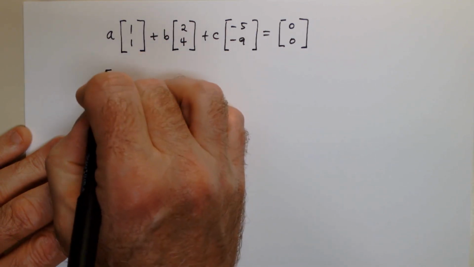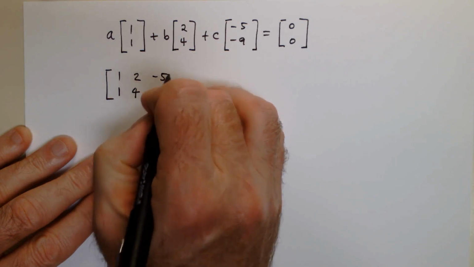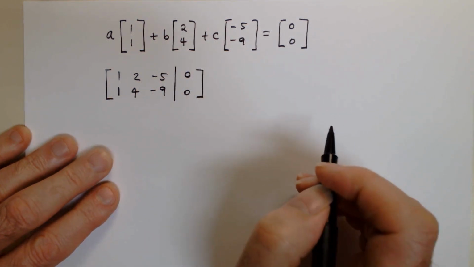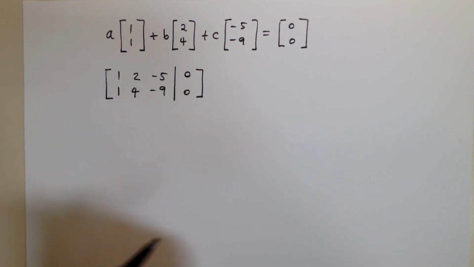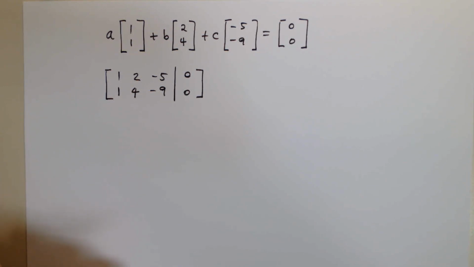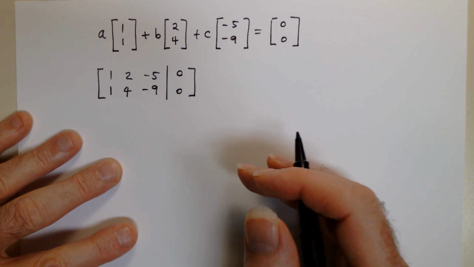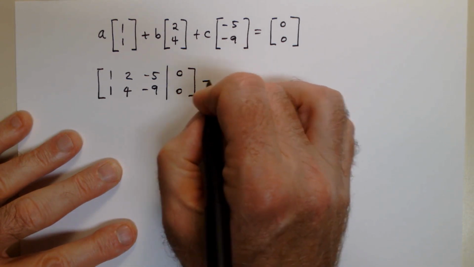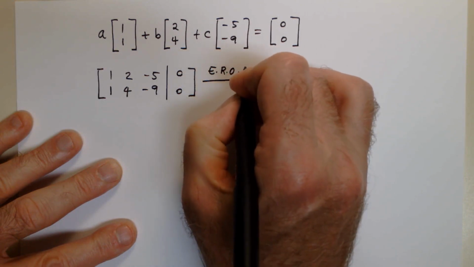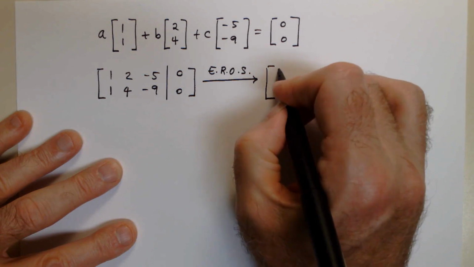So let's take a look at what we get. We're going to take 1, 1, 2, 4, negative 5, negative 9, 0, 0, and feed them into an augmented system. Now we're going to look at the solution set for this augmented system. I'm not going to bore you with the details because you're quite good at this by now. There's a sequence of elementary row operations that I can use to take this down to reduced row echelon form, and it's going to look like this by the time you're done.